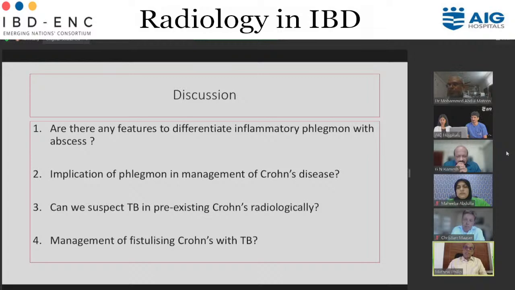Otherwise, in these type of patients, I would actually put them on treatment with antibiotics to control their fistulizing disease. And I will improve their nutrition to improve the Crohn's disease activity, and then treat them with the anti-TB drugs. So tuberculosis gets the priority, and Crohn's is second best on the priority list. Nutrition is also an important element.